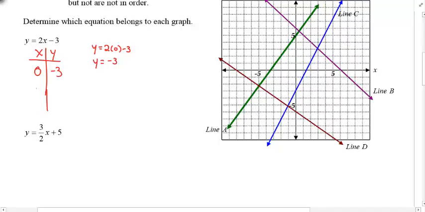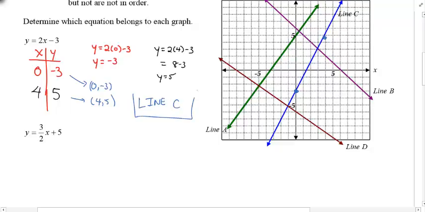And like I said, you can choose anything you want. I'll just choose something random like 4. You don't have to use my choice. 2 times 4 is 8. 8 minus 3 just means it's 5. So here I now have 2 coordinates, and I can look at my graph and ask which of these lines has the coordinates (0, -3) and (4, 5). If you said line C, you'd be right.